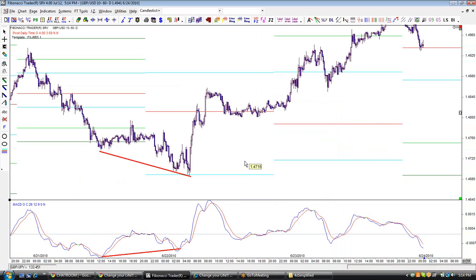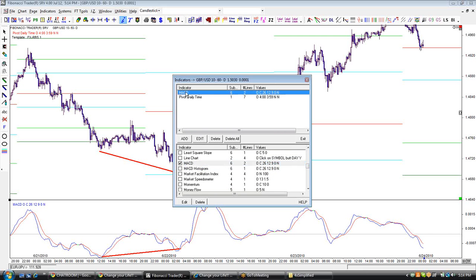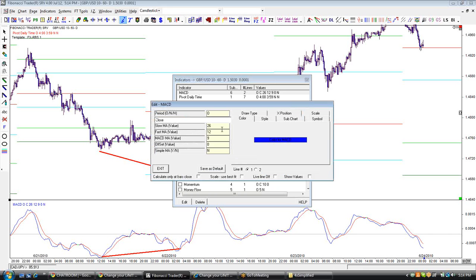Now first, let's start with the MACD. We go to indicators and we use MACD, not the MACD histogram, but MACD. We use default settings 26, 12, and 9.